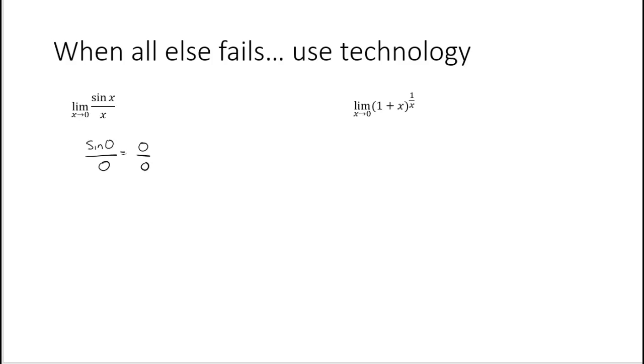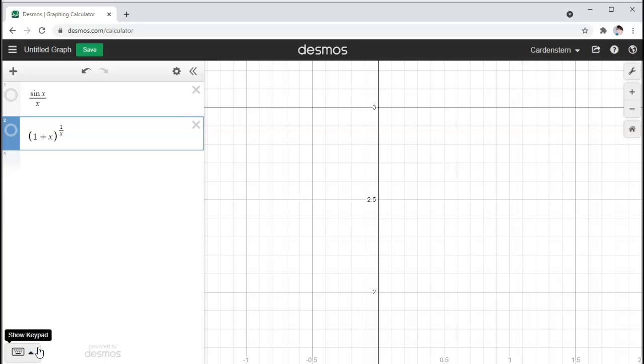And right now, there's no way that I can remove this x that's in the denominator by trying to multiply by a conjugate. So I can't just multiply by sine of x onto the top and bottom. I can't change it to any of our properties. So what can I do? I can use Desmos to help me.